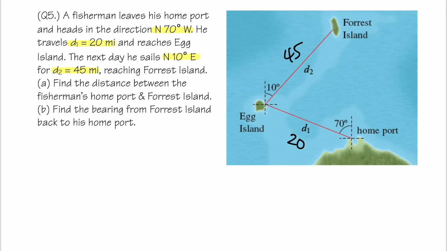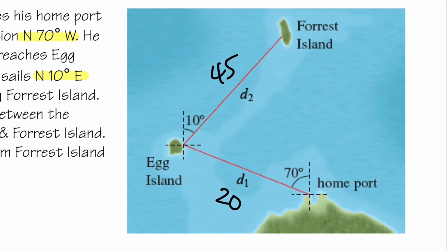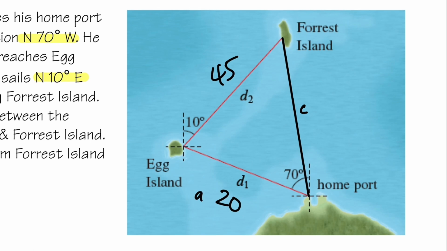Okay, first we are going to find the distance between the fisherman's home port and the forest island. So we want to go from the home port to the island, which is like that. And notice this angle, the angle that we were given earlier, the 70 degrees here. Well, if we go from the home port to the island, as you can see, there's that little part right here, right? So this angle is not 70 degrees, unfortunately. But let's see. First, let's call this C because that's the side that we want. And perhaps I'll just call this A and B.